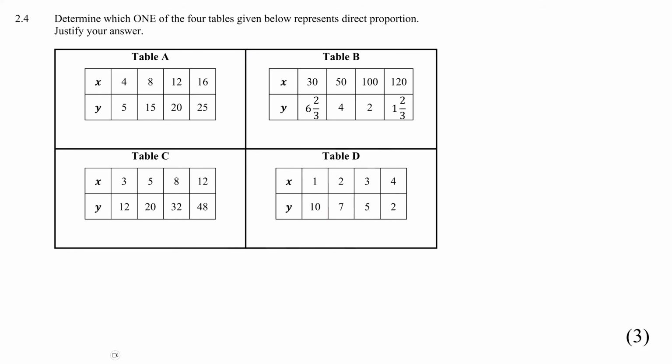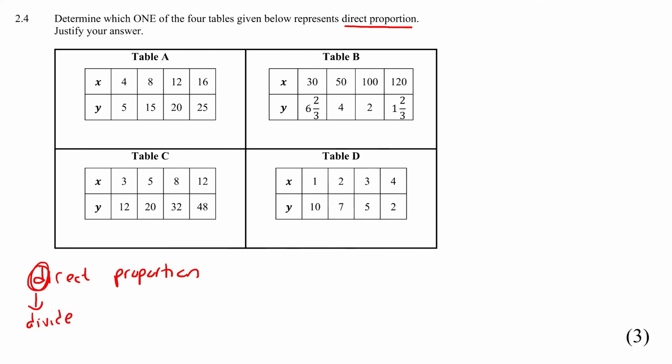Determine which of the 4 tables gives direct proportion. Justify your answer for 3 marks. Okay. So, with direct proportion, I want you to look at the D in the front and remind yourself, divide. You should be able to divide the Y and the X and you should get the same answer.